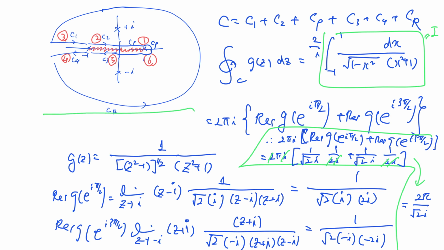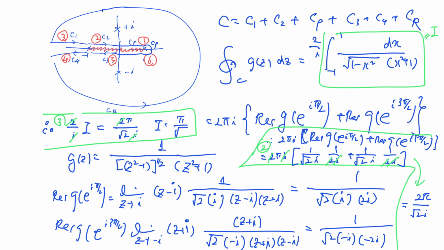Therefore, the integral equals 2 pi over square root of 2. So the i cancels each other, giving pi over square root of 2. Again, you have pi, right?